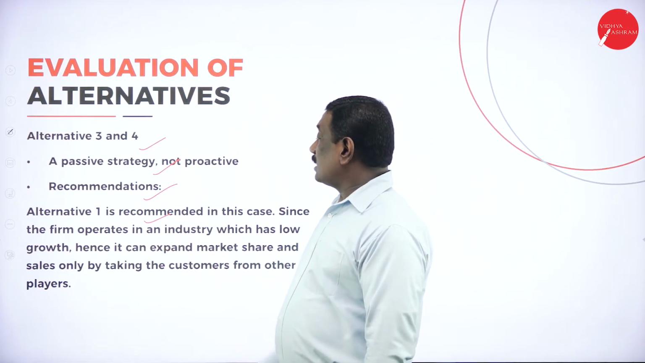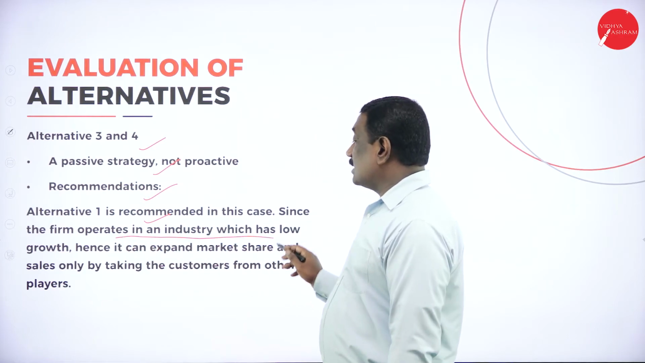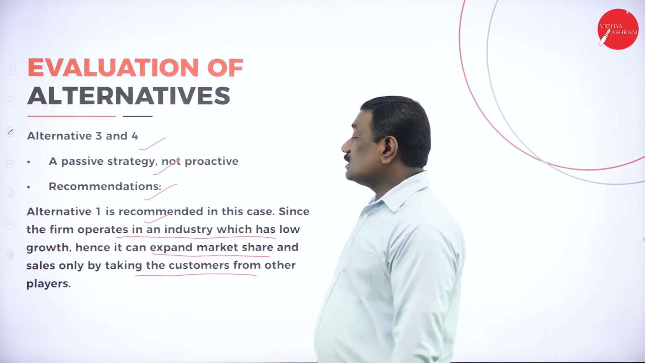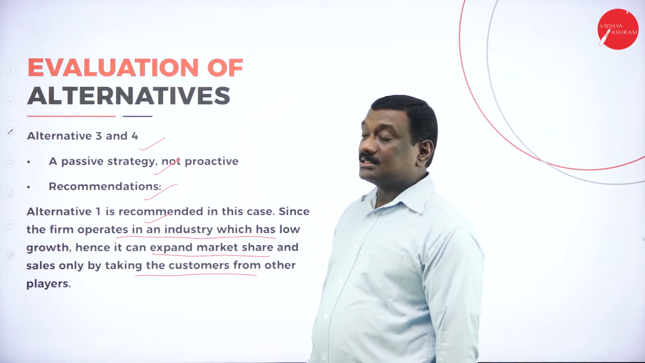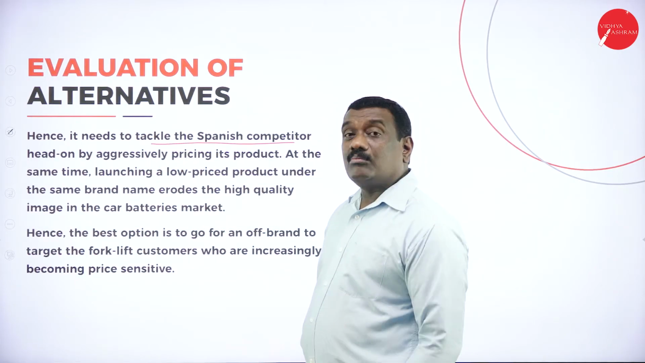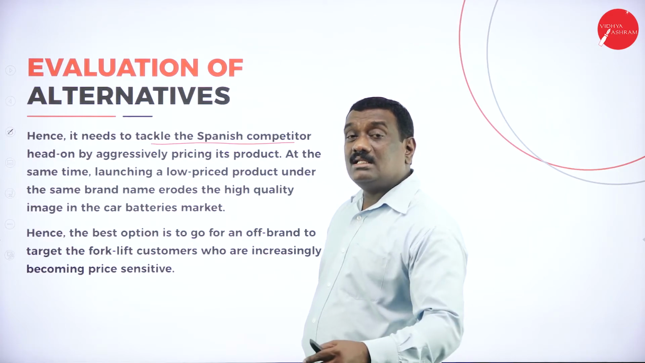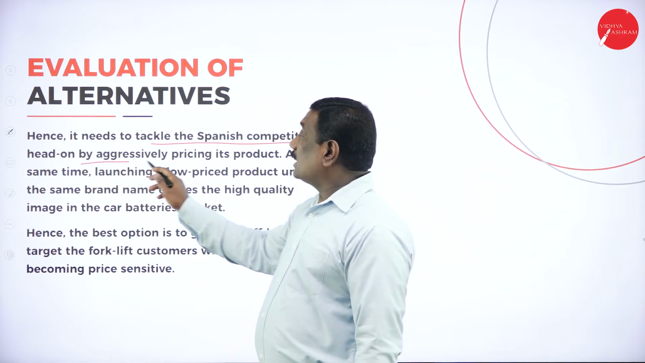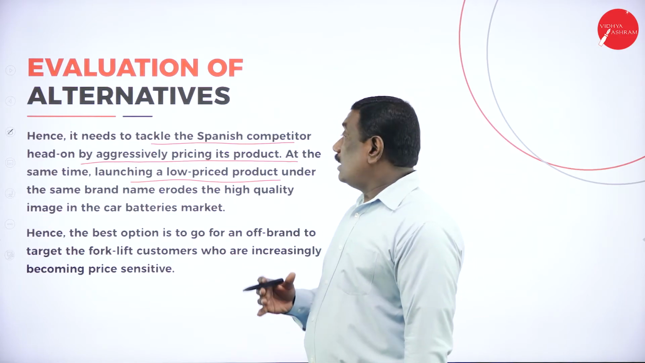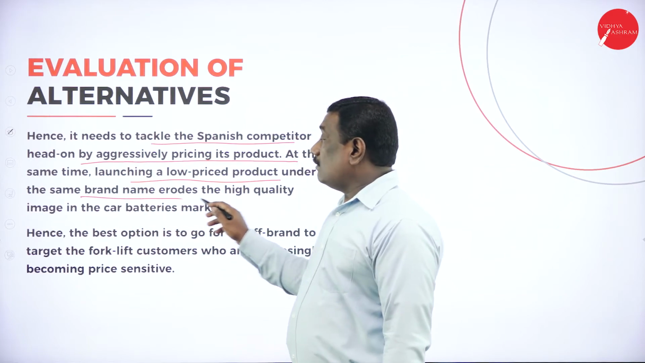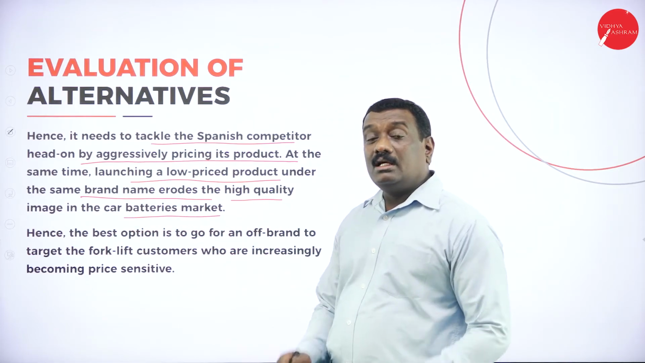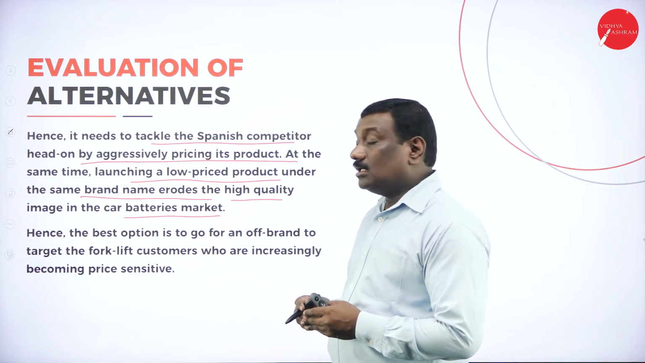In alternative one, it is recommended in this case, since the firm operates in an industry which has low growth, it can expand market share and sales only by taking customers from the other players. This is the first recommendation for alternative one. Hence it needs to tackle the Spanish competitor who is giving batteries of low quality but at a lower price. So head on, by aggressively pricing its product, and at the same time launching a low price product. You need to launch a low price product where the customer can be attracted on the same brand name. The brand name should be the same, it should not be changed, and it erodes the high quality image in the car batteries market.